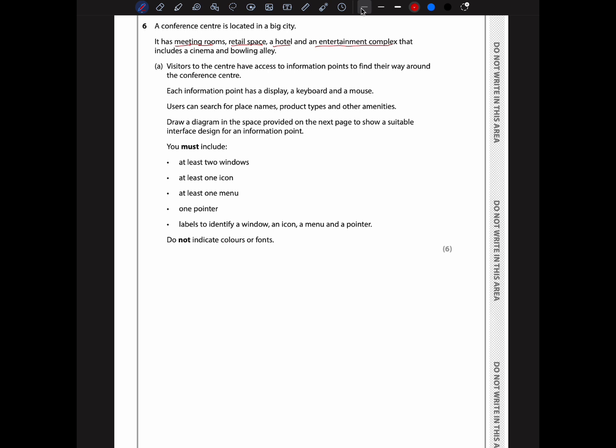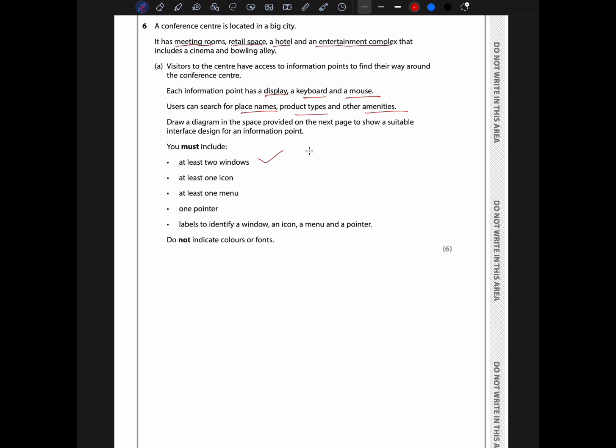Part A says visitors to the center have access to information points to find their way around the conference center. Each information point has a display, a keyboard, and a mouse. Users can search for place names, product names, and other amenities. Draw a diagram in the space provided on the next page to show a suitable interface design for an information point. You must include at least 2 windows, and then we have to add at least 1 icon, 1 menu, and 1 pointer.